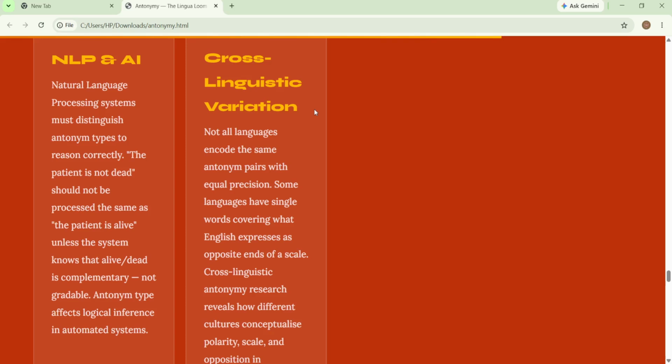Then cross-linguistic variation. Not all languages encode the same antonym pairs with equal precision. Some languages have a single word covering what English expresses as opposite ends of the scale.